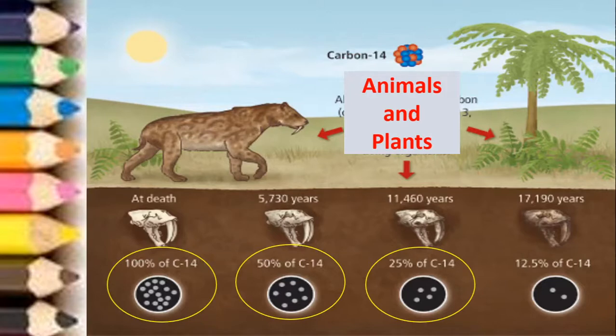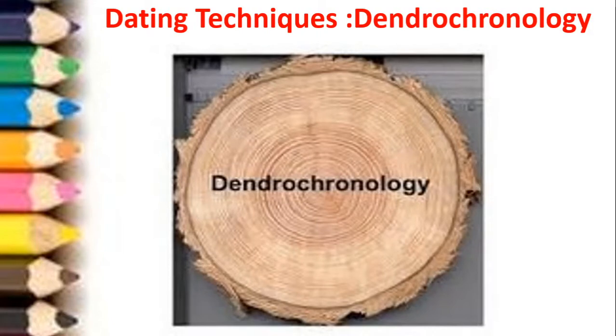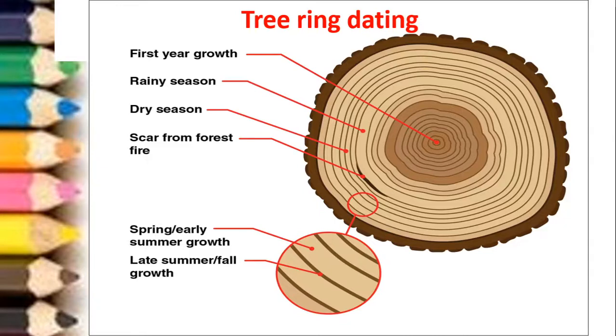Alright, there is another dating technique in your textbook which is called dendrochronology. Dendrochronology means finding out how old a tree is. Okay, see, it is a way in which you find out how aged or how old a tree is. It is also called tree ring dating. When you cut the trunk of a tree, children, you will be able to see such rings in the tree. So scientists study the rings, they count the number of rings, and then they come to a conclusion that yes, the tree is so many years old.